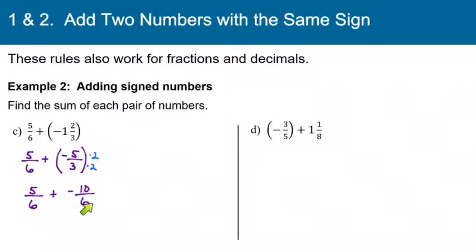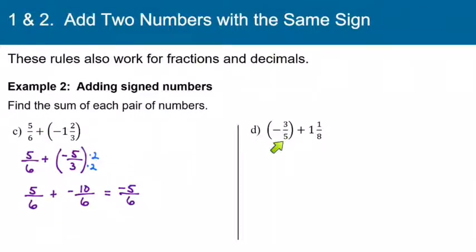So you can see that the signs are different. This one's positive, this one's negative, and that means I'm going to have to subtract. The difference between 10 and 5 is 5, and the larger number is negative. So my answer is going to be negative 5 over 6. Keep in mind that if our answer had come out improper, I would have converted this back to mixed number form because it was a mixed number problem.